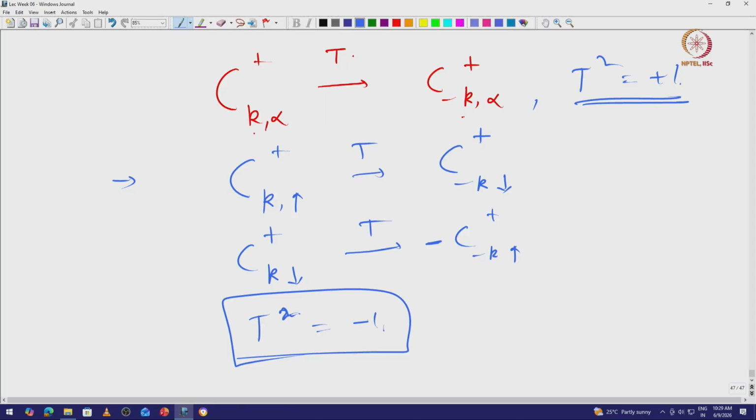Alright, so we stop here today. We talked about how the operators will look in second quantization. In the next class, we will see how the second quantized Hamiltonian will transform under these symmetries.